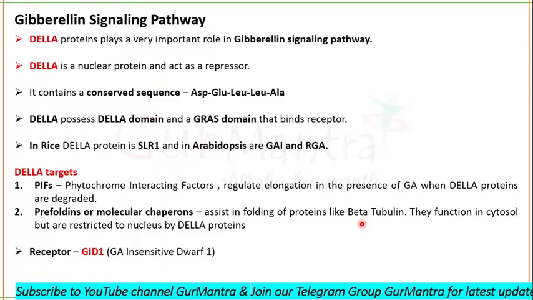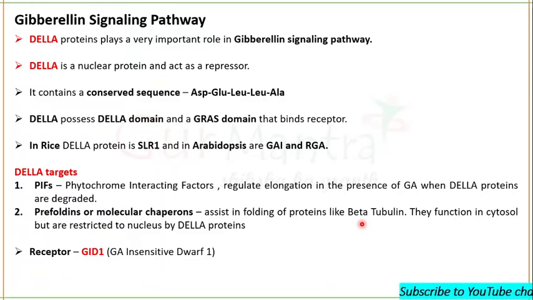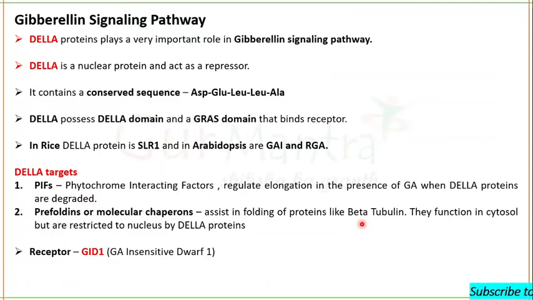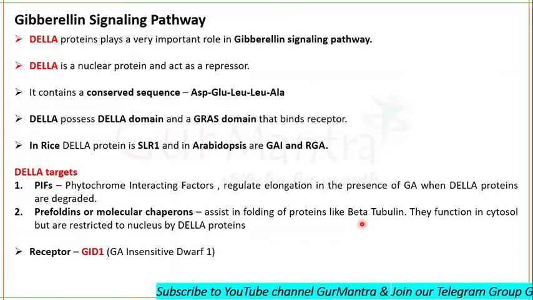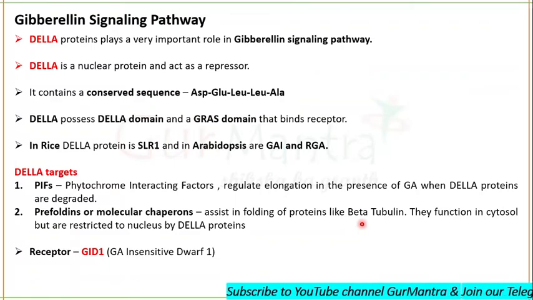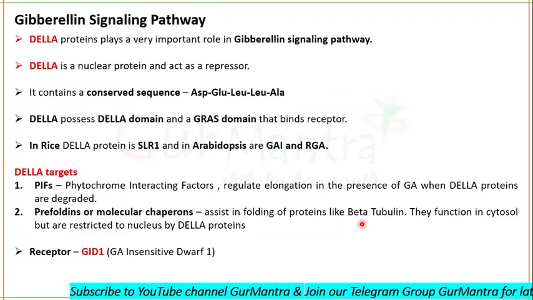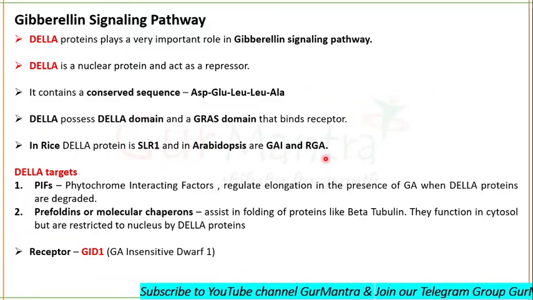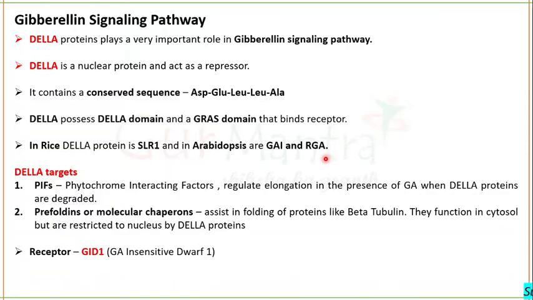So we know all the components of the gibberellin signaling pathway now, and we will talk about how gibberellin responsive genes are going to perform their function, so that all the functions which gibberellin is going to perform will be regulated. Okay, so remember, PIFs and molecular chaperones are the DELLA targets, and I also told you how DELLA proteins are going to prevent their functioning and what will happen in the presence of gibberellic acid. The DELLA protein in rice is SLR1, in Arabidopsis it's GAI or RGA. The two domains in DELLA protein are the DELLA domain and the GRAS domain.